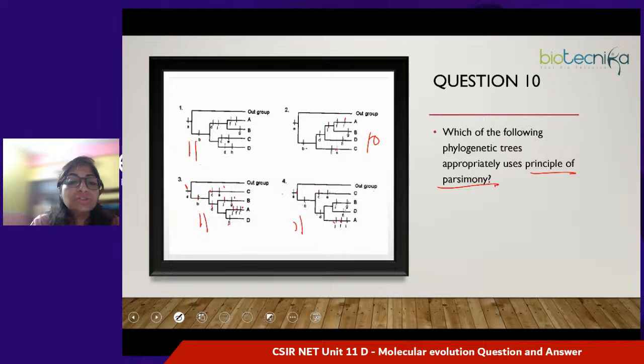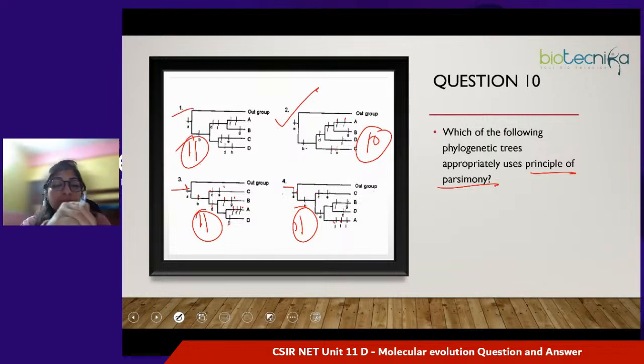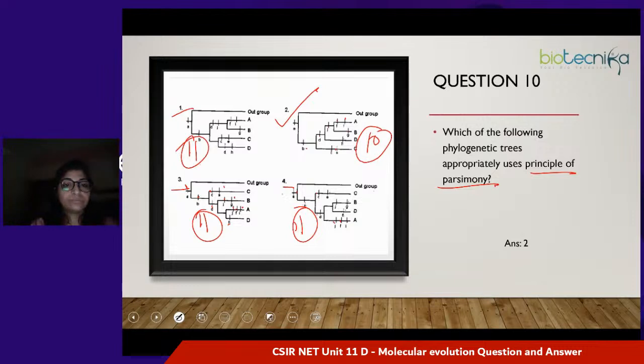So you see options 1, 3, and 4 all have 11 evolutionary events, but 2 is the only one with 10 evolutionary events. The tree having the least number of evolutionary events will be the most parsimonious tree. Do you all follow? Does everyone understand this principle of maximum parsimony?